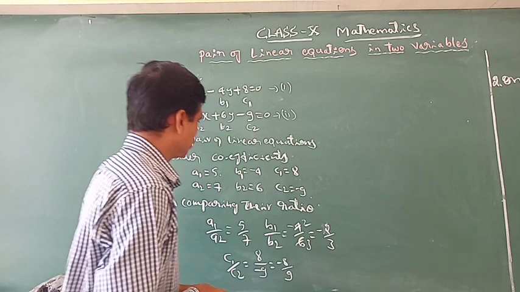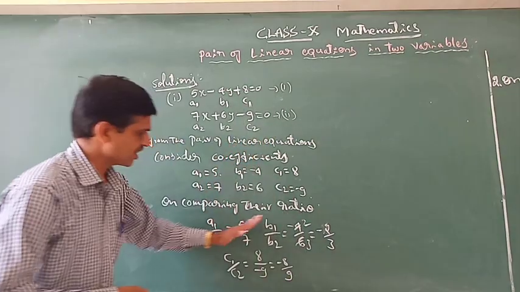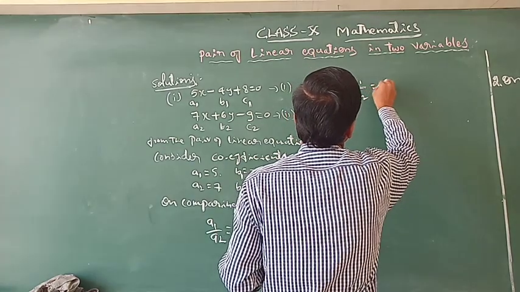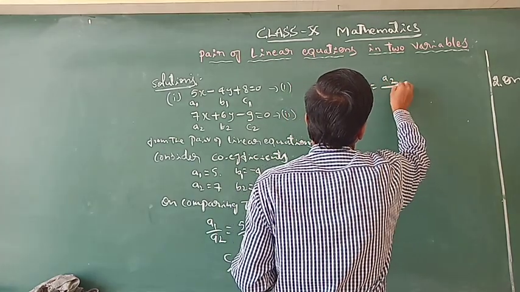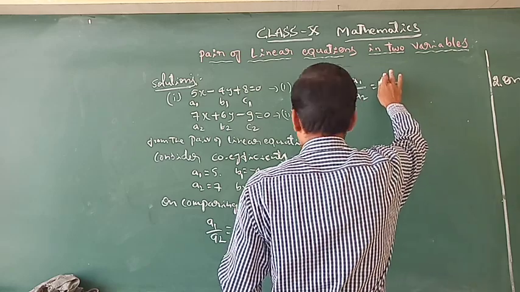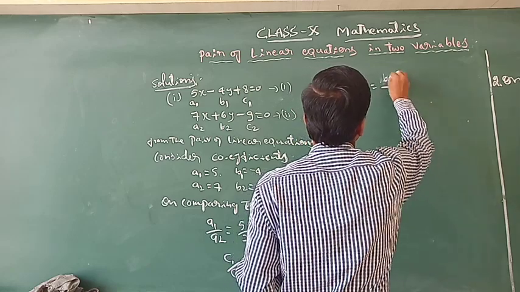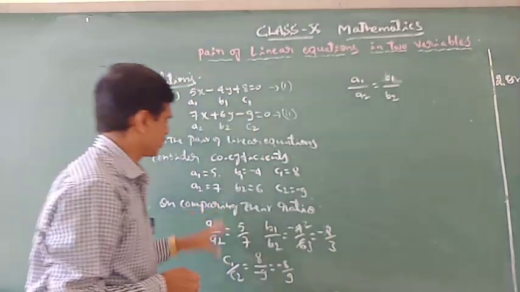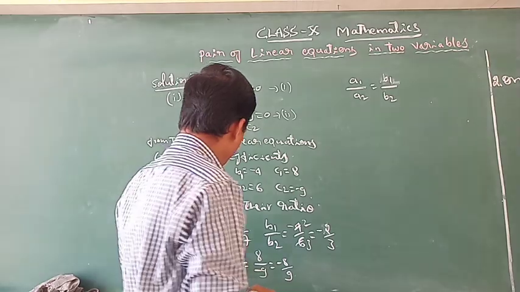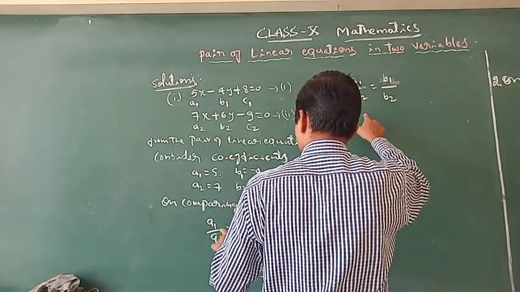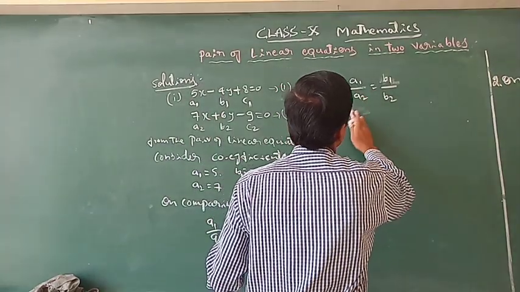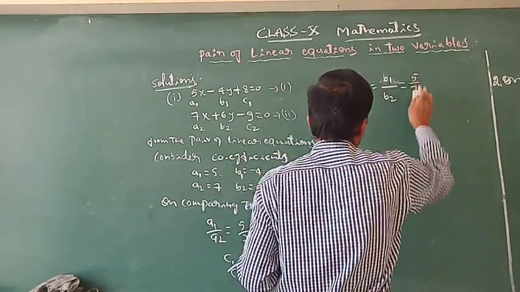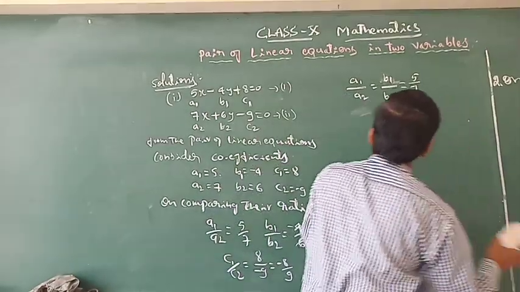Now I have considered their ratios, so I would like to compare. Here a1 by a2 compared with b1 by b2. Here a1 by a2 is 5 by 7. Otherwise, you can write one below the other.